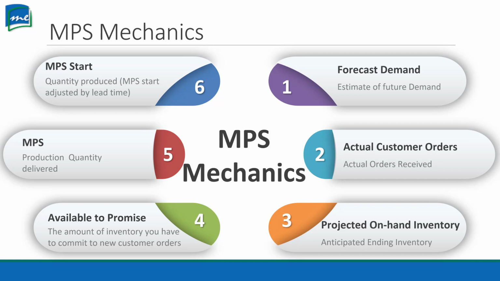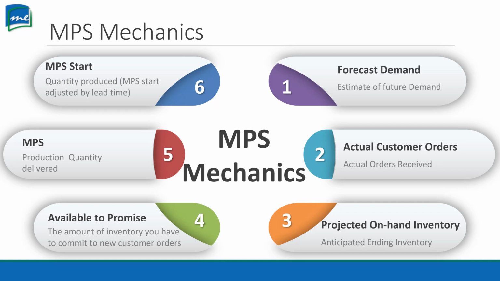Are we doing this by day? Are we doing this by week? Are we doing this by month? So we need to know what our on-hand inventory is, the projected. And then we have our available to promise. So this is what we can still sell because it's not obligated to go to any customer yet.